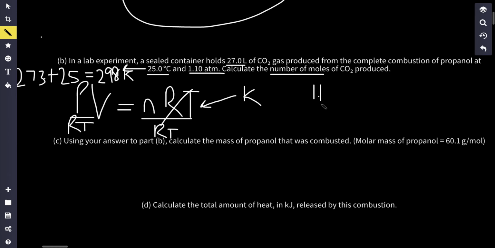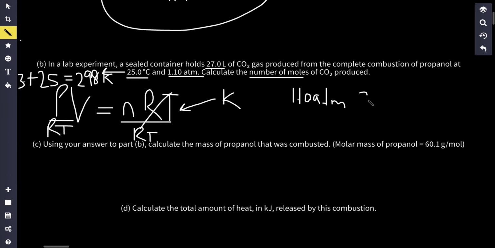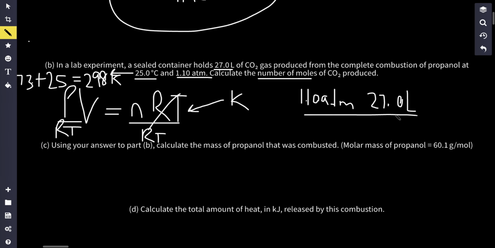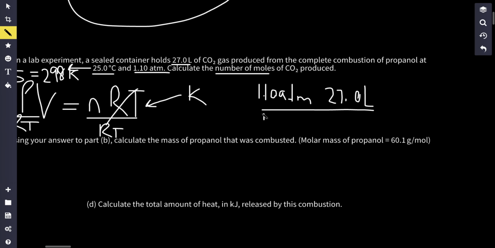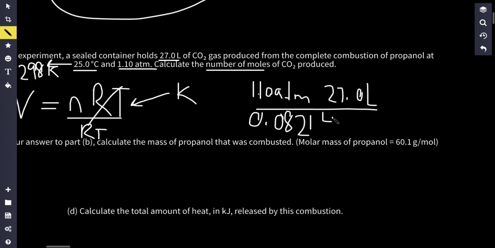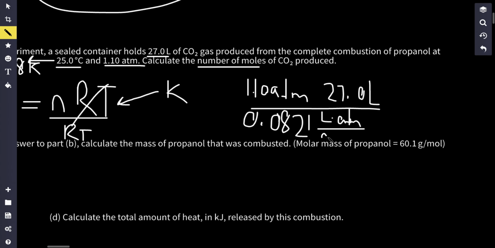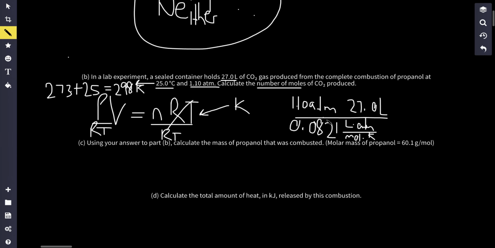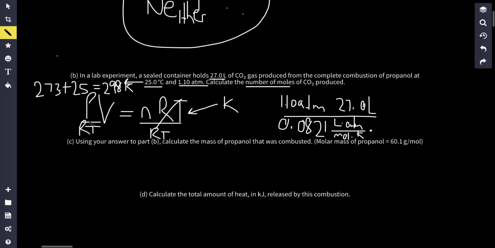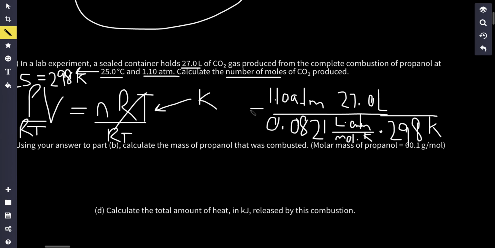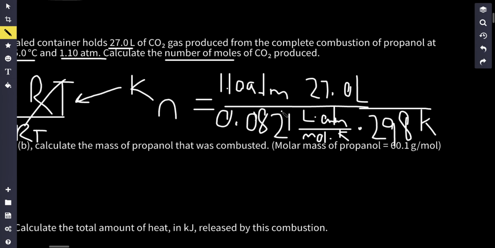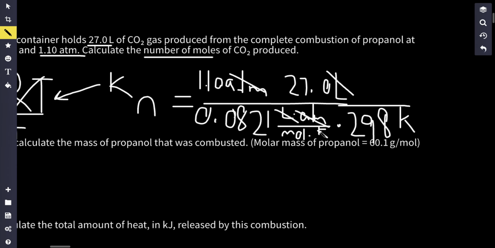So pressure is 1.10 atm. Volume is 27.0 liters. Divided by R, that's our universal gas constant, about 0.0821, in liters times atm divided by moles times Kelvin. And we have our temperature. So our temperature is in the denominator, right? It's RT, and it's 298 Kelvin. And that's going to be equal to the number of moles we have. Atm cancels out, liters cancel out, Kelvin cancels out, so we're just left with moles, which is what we want.